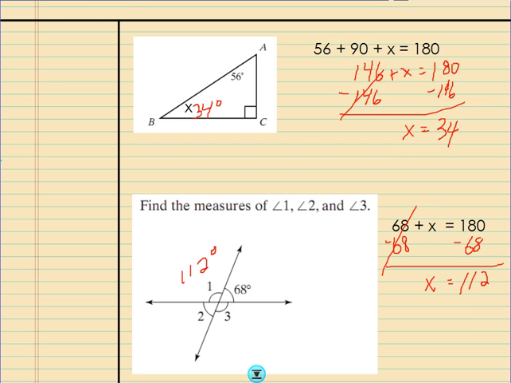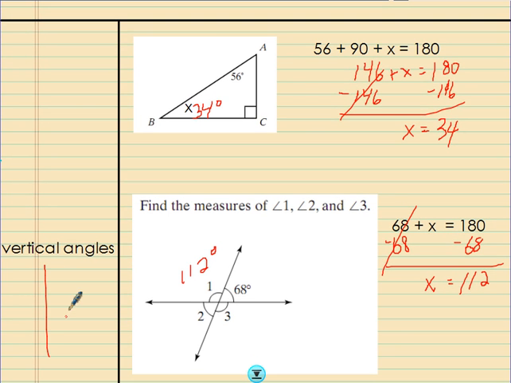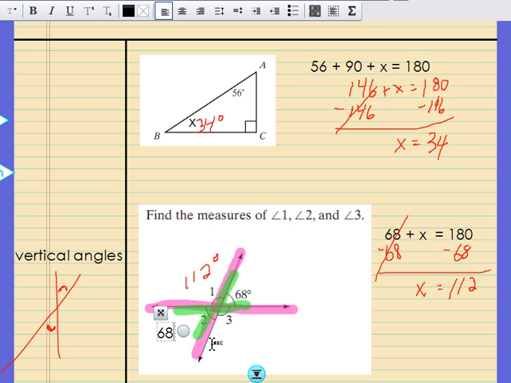And if you remember, vertical angles are angles that are created by intersecting lines. So if we have two lines that are crossing each other, this angle and this angle, the opposite angles, are congruent, which means that they are the same. So we have vertical angles because we have intersecting lines. So that means this opposite angle here would be the same measure as this angle over here. And because we know this is 68, this angle has to be 68 degrees as well. So angle 2 would be 68 degrees.